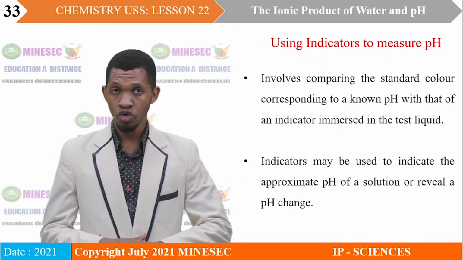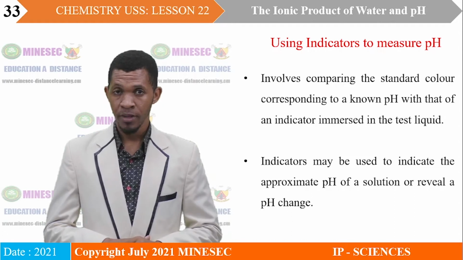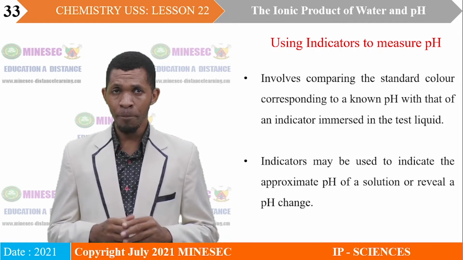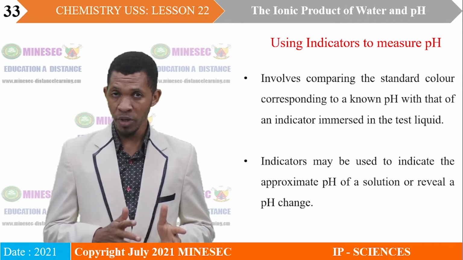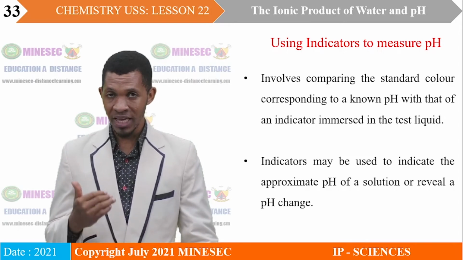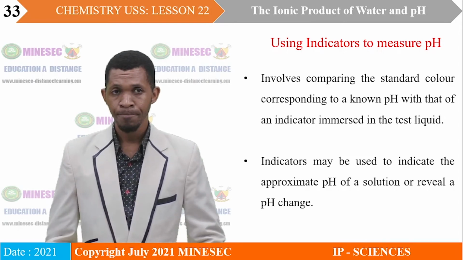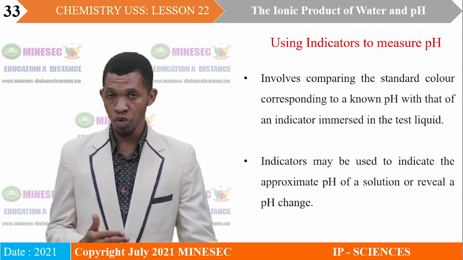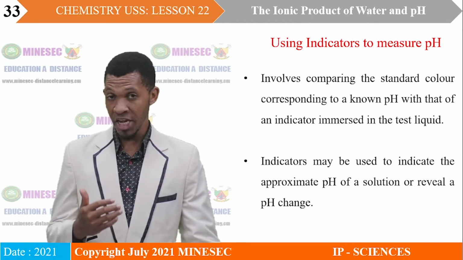Using indicators to measure pH. Now, the use of indicators to measure pH involves comparing the standard color corresponding to a known pH with that of an indicator immersed in the test liquid. Indicators may be used to indicate the approximate pH of a solution or reveal a pH change.